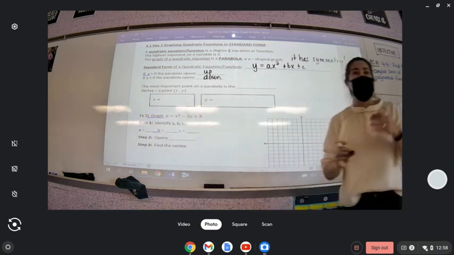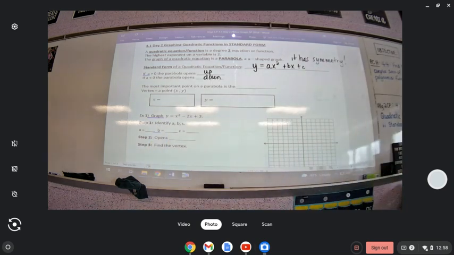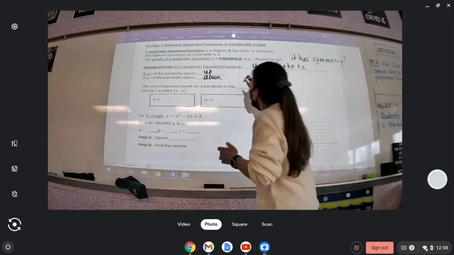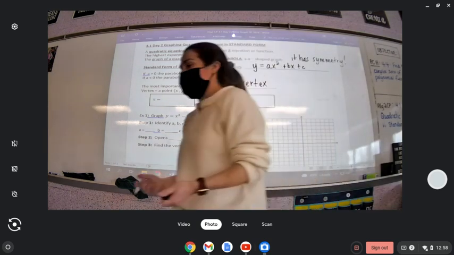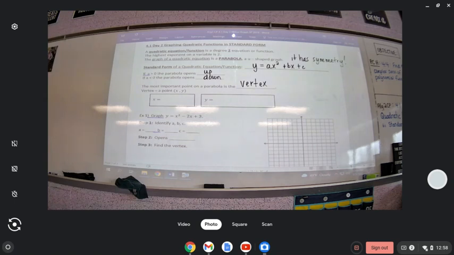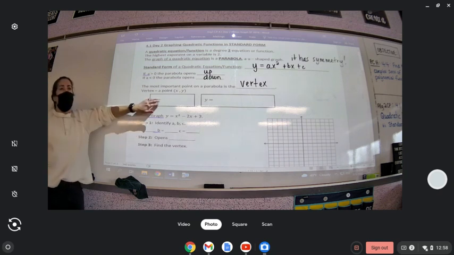All right. Well, guys, the most important point on your parabola is going to be that vertex, that highest or lowest point. So when you start graphing it, that's where you're going to start. You got to get your vertex. So how do we get the vertex? When they give you the quadratic equation, how do you know what the vertex of its parabola is? Well, guys, lucky for you, there's a formula that we're going to use.